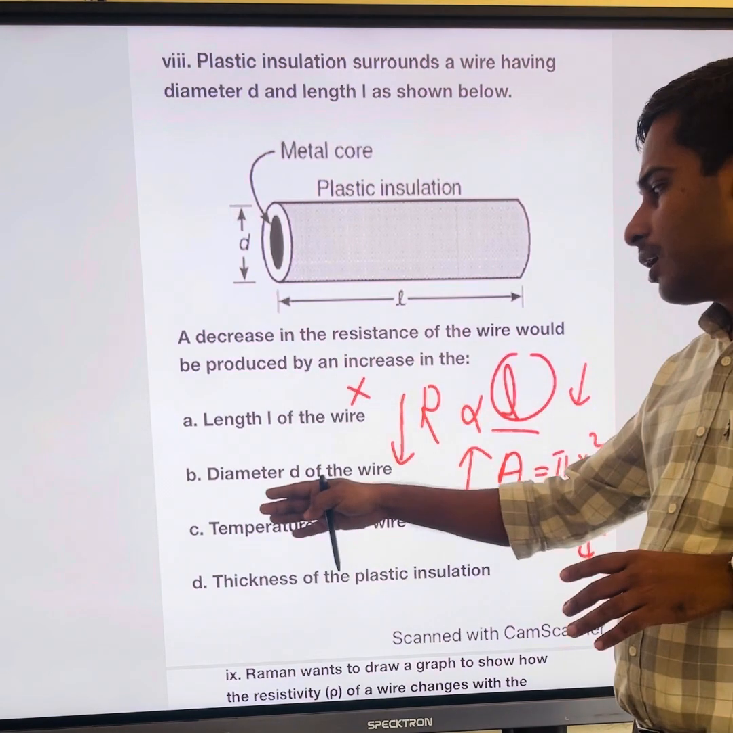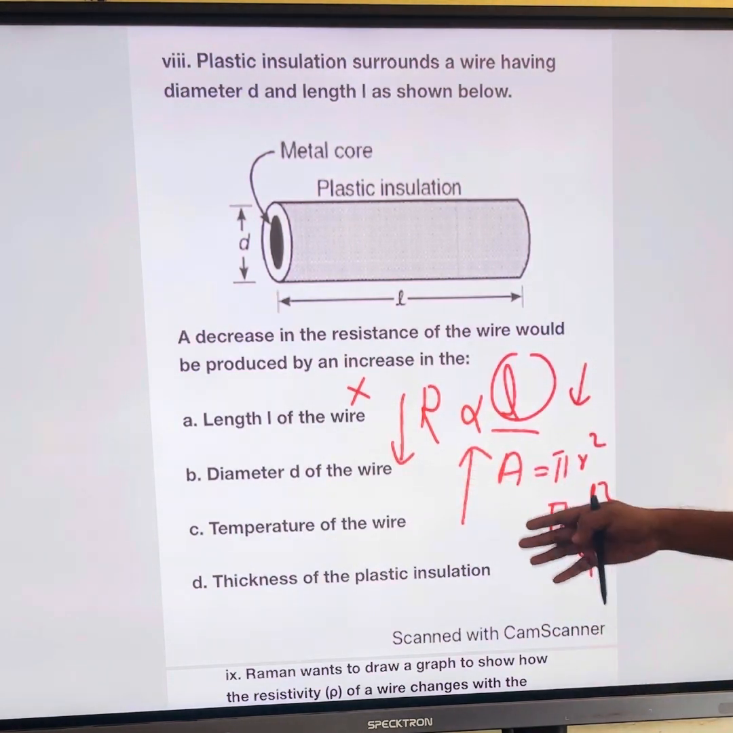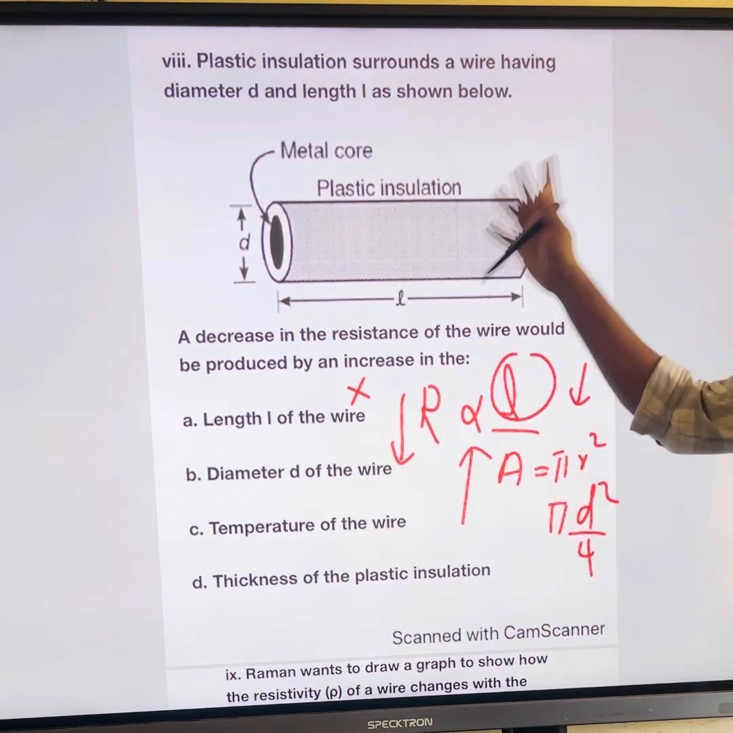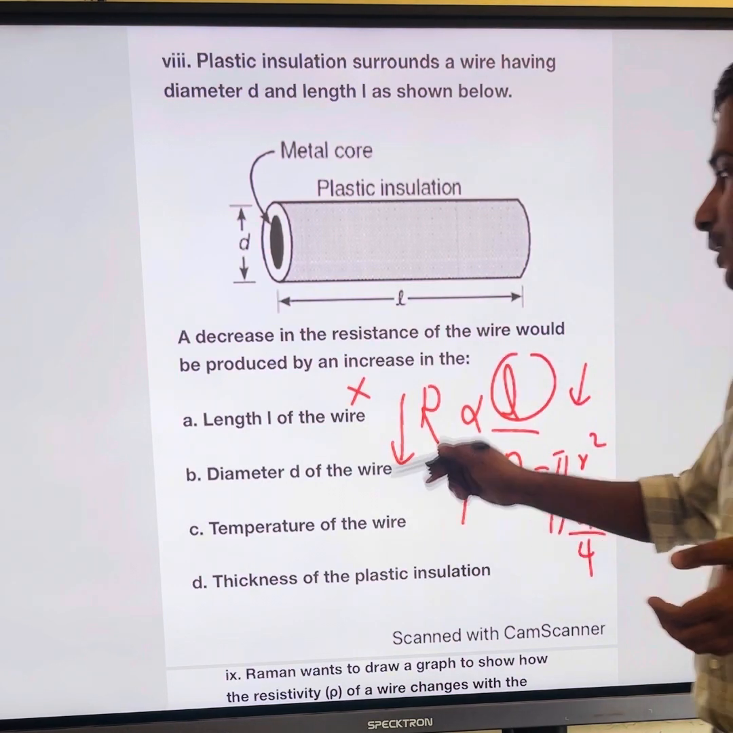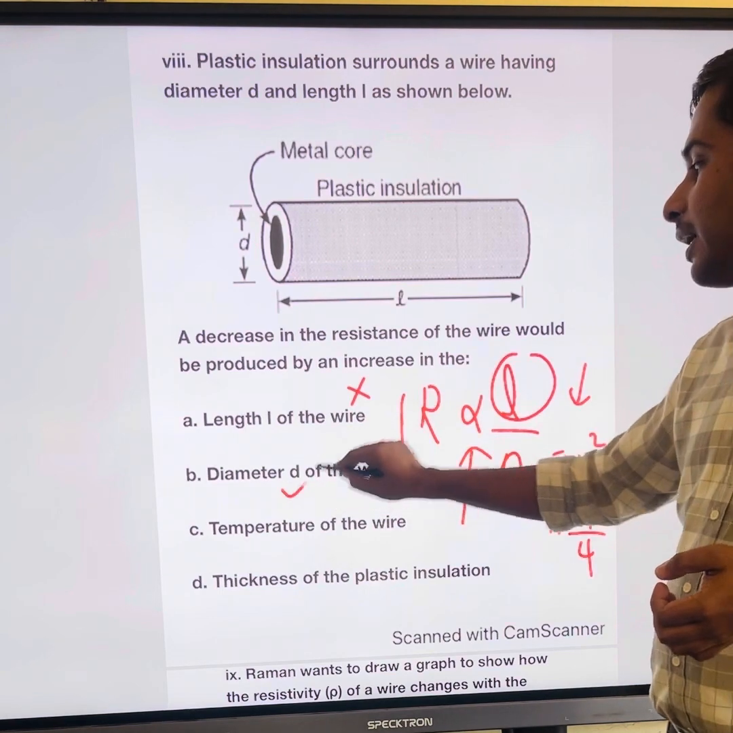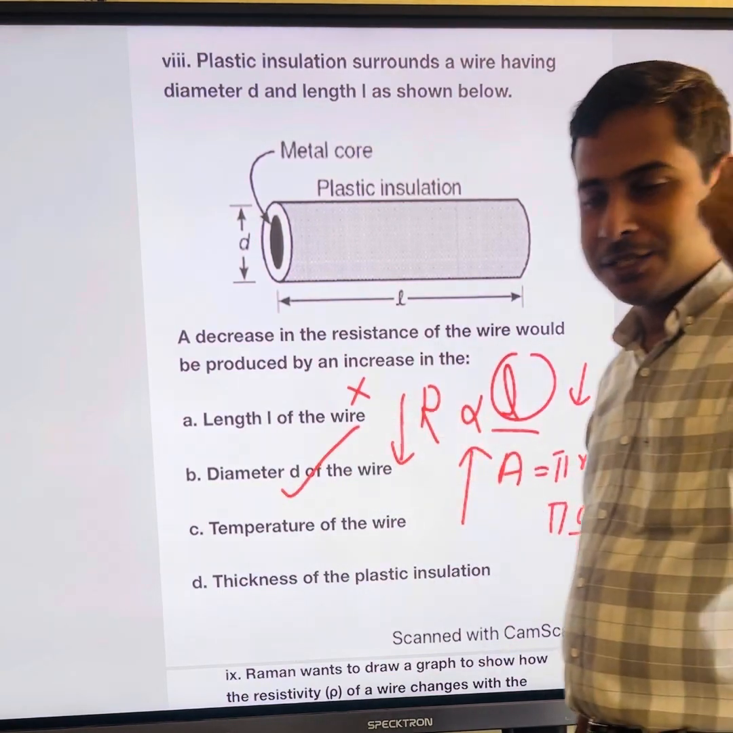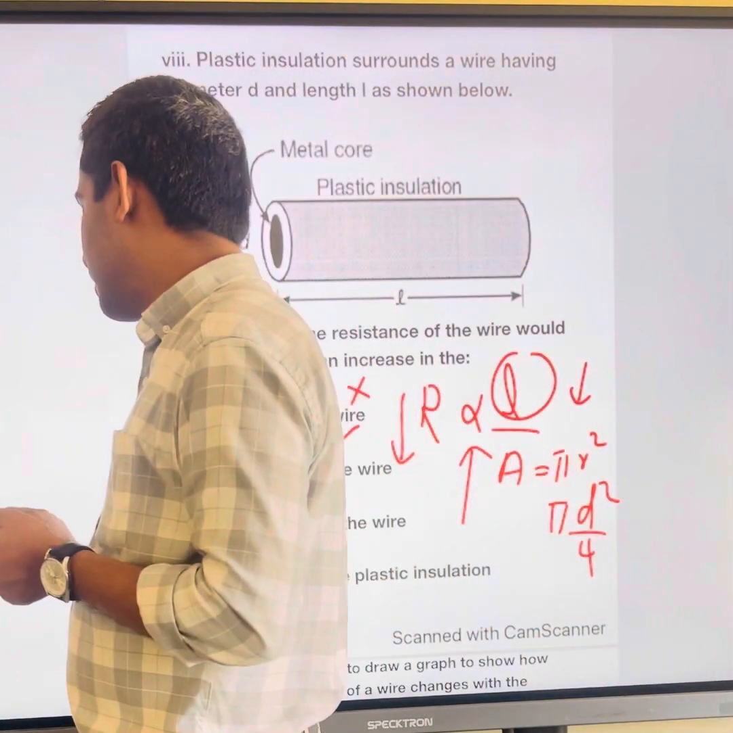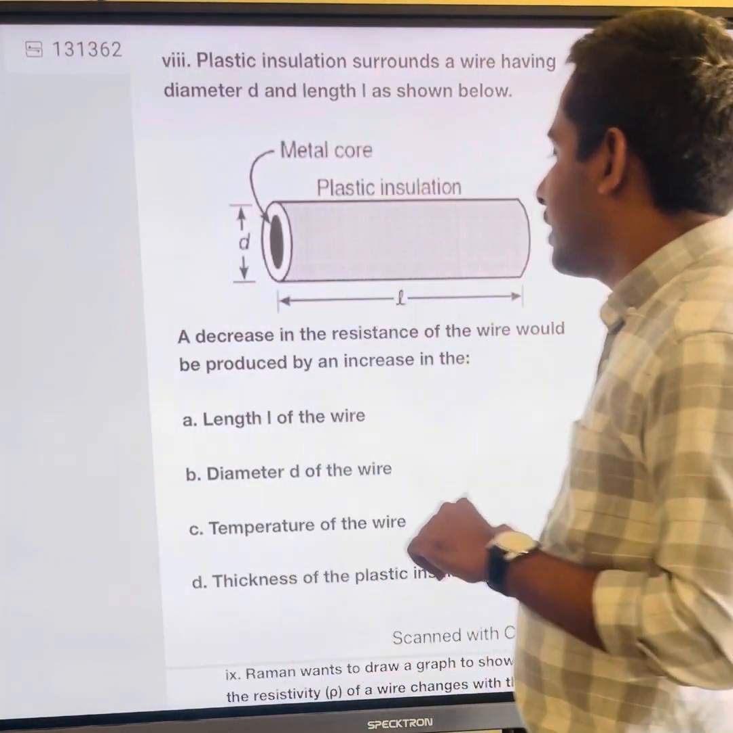Temperature actually doesn't change almost. Then thickness of the plastic insulation also doesn't change here. So the most suitable is the diameter D of the wire. Very easy question, right? I am moving to the next question.